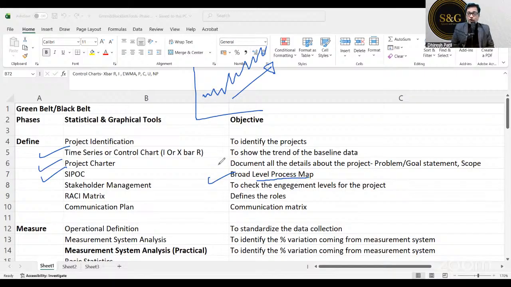SIPOC stands for supplier, input, process, output and customer. It is a very broad level process map. In some cases, along with SIPOC, I generally suggest a process flow diagram also can be helpful. Or a process flow chart, we can say.